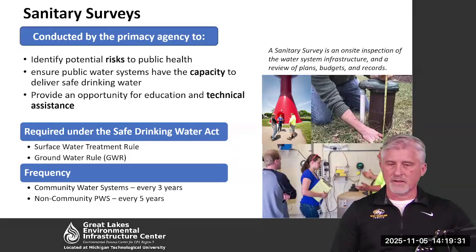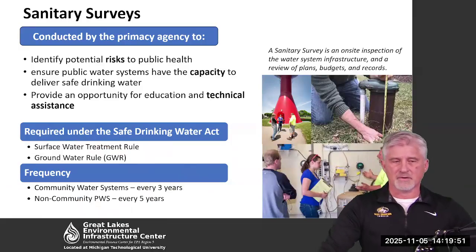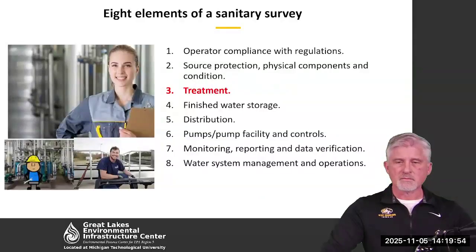And why does the primacy agency have to do that? It's covered under the Surface Water Treatment Rule for surface water plants and under the Groundwater Rule for groundwater plants. As we said, it's every 3 years for community systems, and if you've got a non-community public water supply, they're only required to have them done every 5 years.